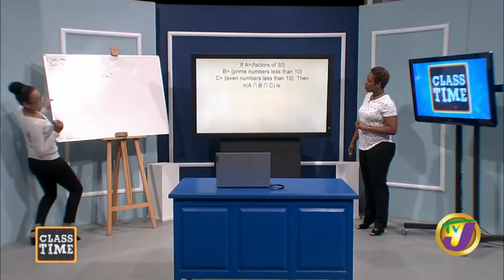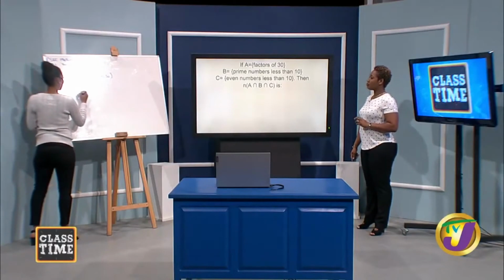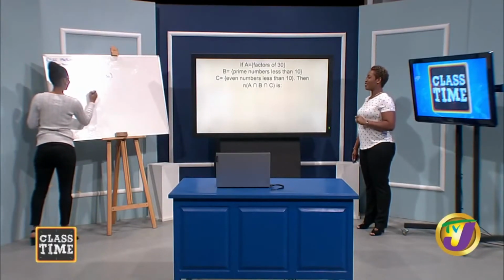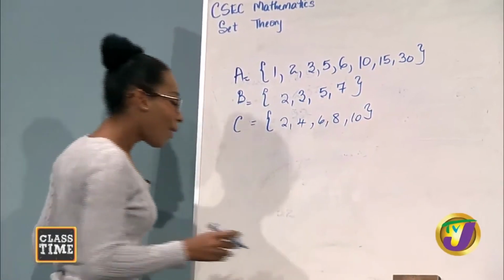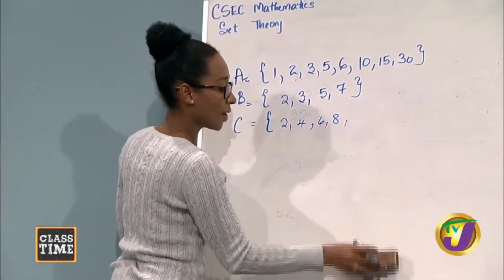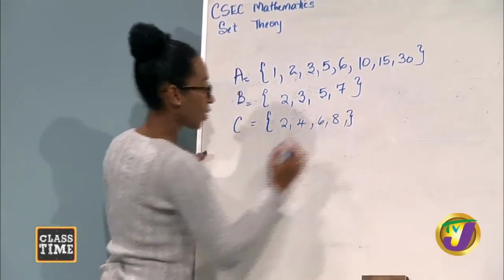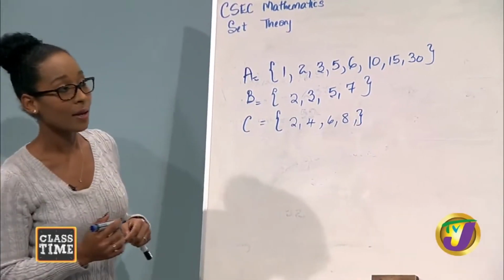Even numbers now, that's what, less than 10? So that's 2, 4, 6, 8, and 10. Oh, it says less than 10 though. You can't put in 10. All right. Okay. That's an extra comma after 8.